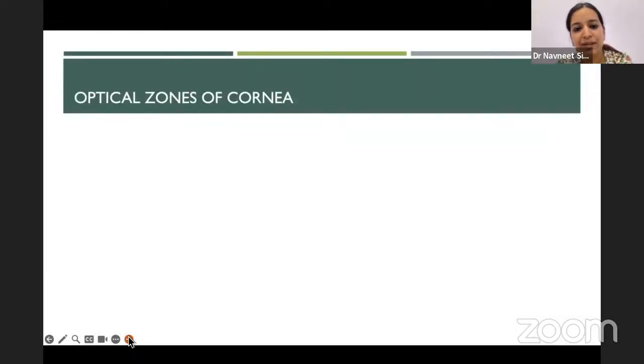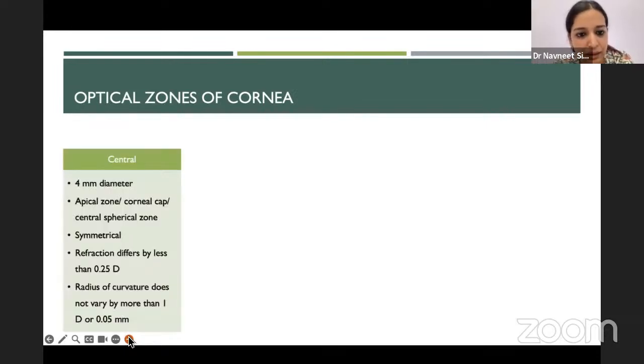Now we'll also define the various optical zones of the cornea, since the different zones scatter light differently. First is the central optical zone, which is around 4 millimeters in diameter. It is also called the apical zone, the corneal cap, or the central spherical zone. It is a symmetrical zone, and refraction in this zone differs by less than 0.25 diopters. Since in this 4 millimeter zone the radius of curvature does not vary by more than 1 diopter or 0.05 millimeters, the light rays invariably travel in a straight line through this zone.